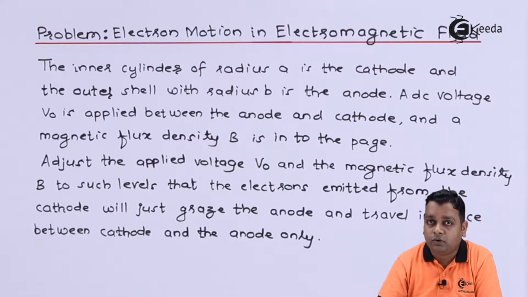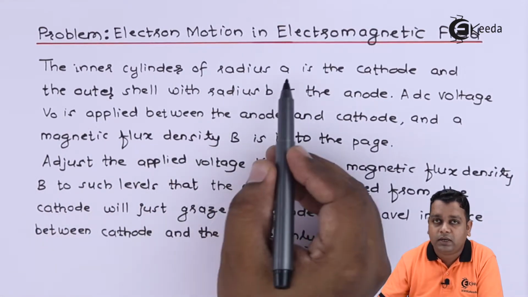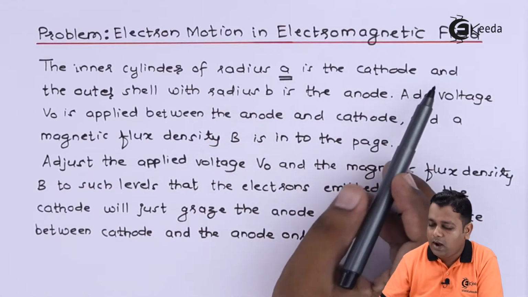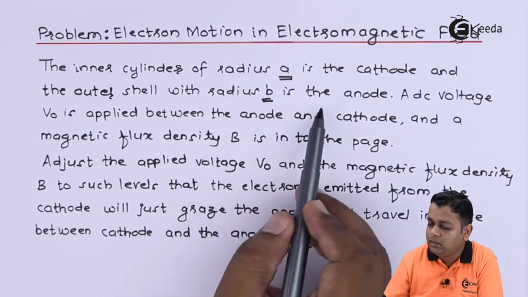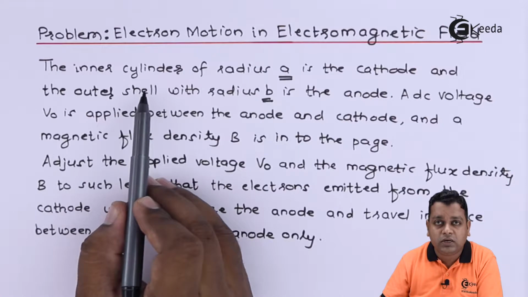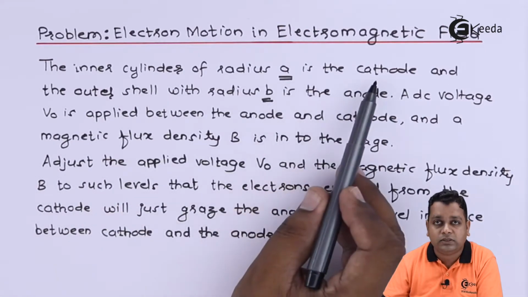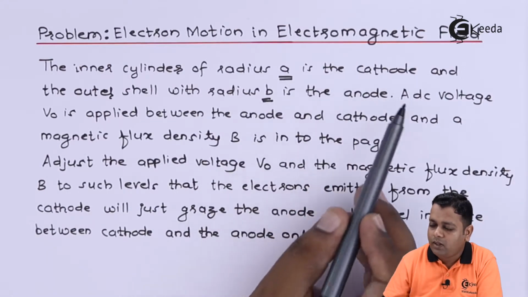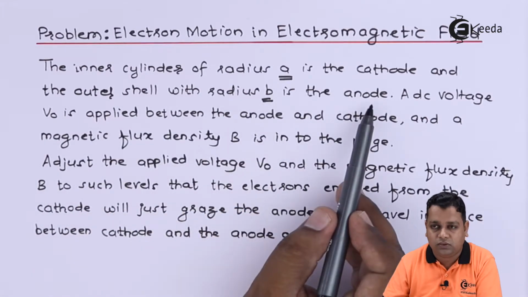So for this particular problem, the problem statement is given to us. The inner cylinder of radius, denoted by small a here, is the cathode, and the outer shell with the radius, denoted by small b, is the anode. So there are two cylinders, one inside another. The inner cylinder having the radius a is the cathode terminal of the vacuum tube, and the outer cylinder having the radius small b is the anode terminal.